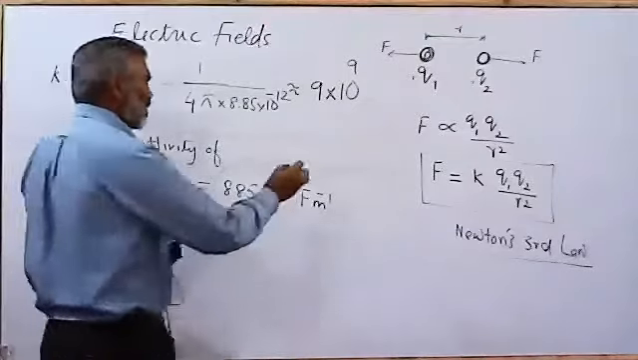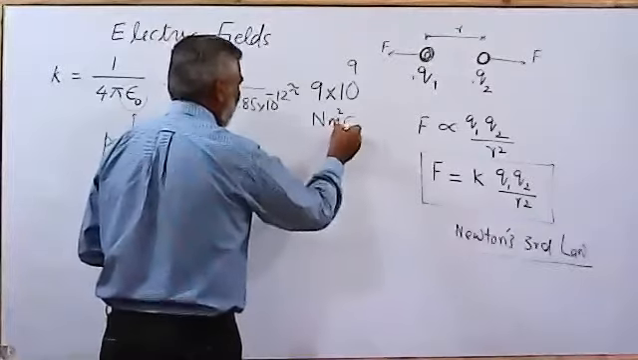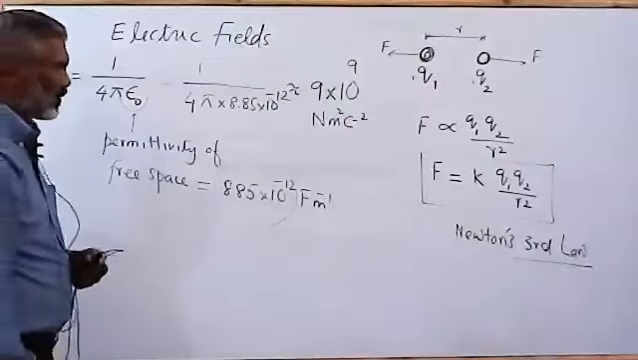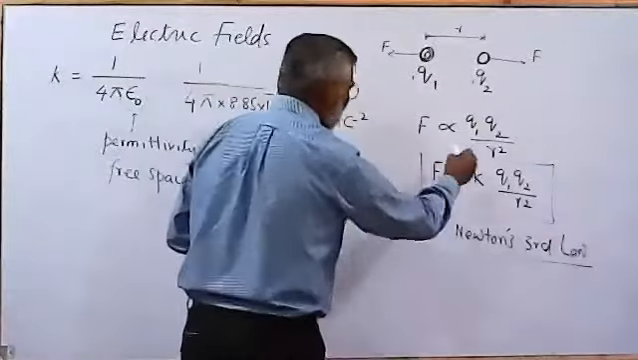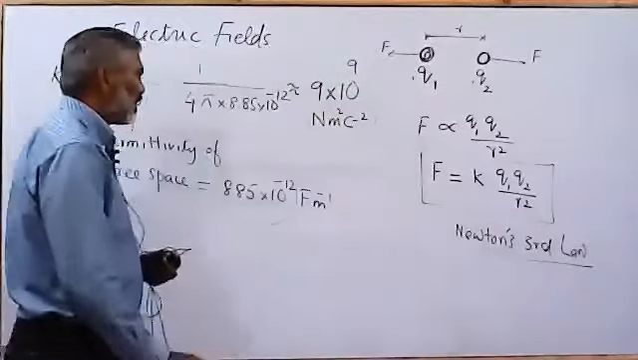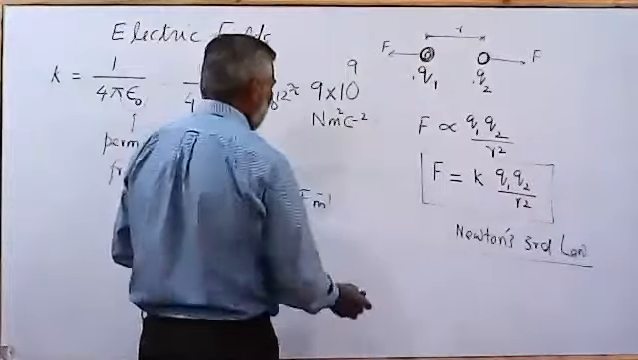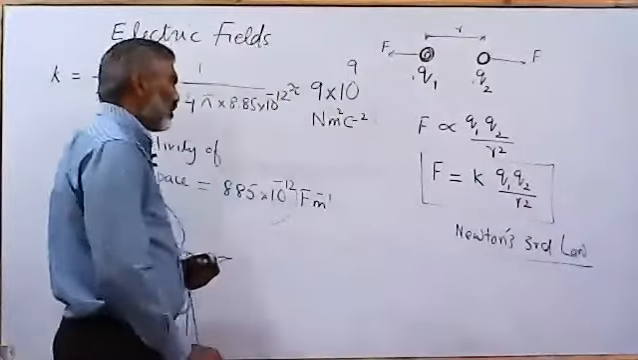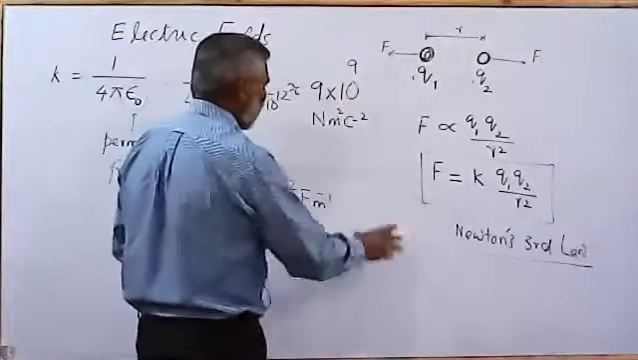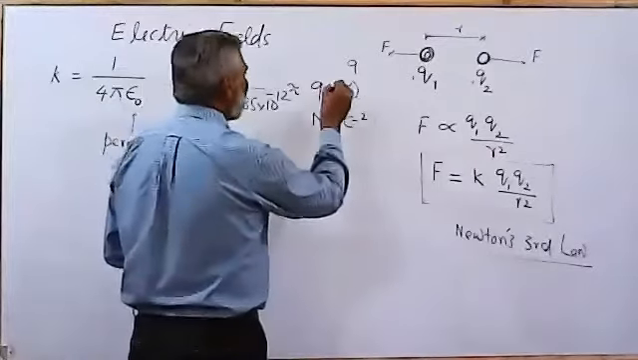In SI units, which is Newton meter square per Coulomb square, if you work out the units from this formula, it is easy to see that K has these units in SI. This is a combination of derived and base units basically, but this is how it can be expressed in a convenient way. 9 into 10 raised to power 9.